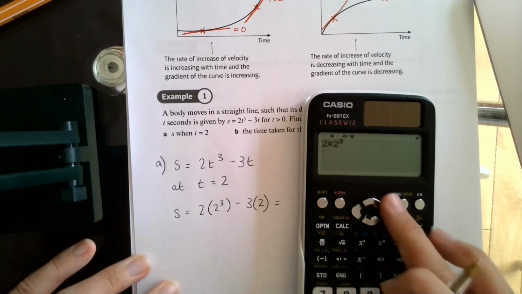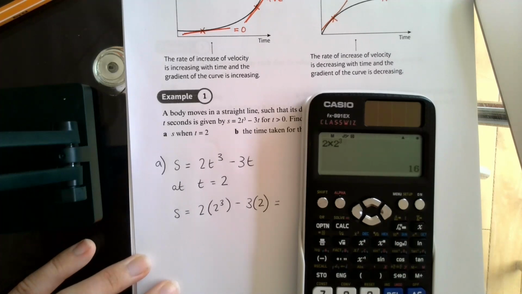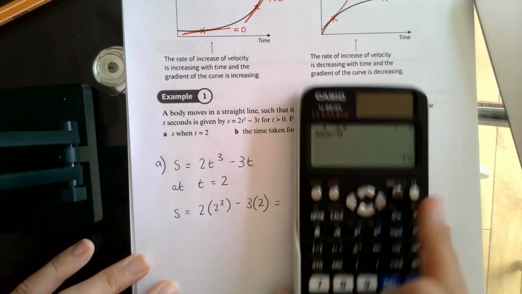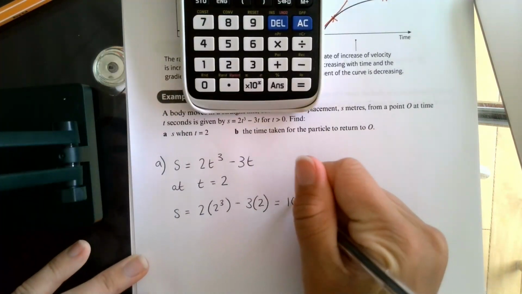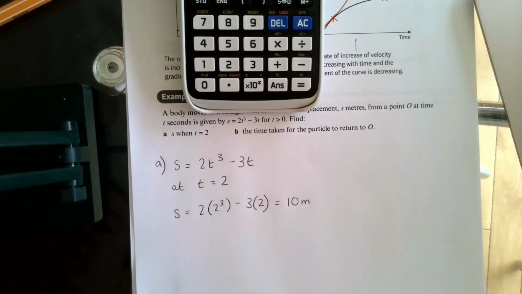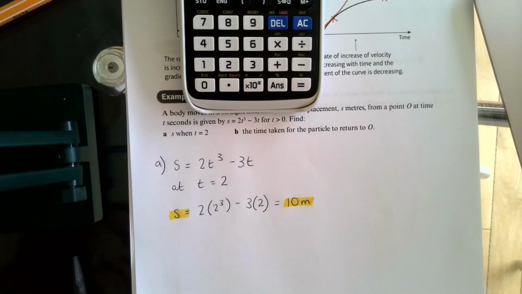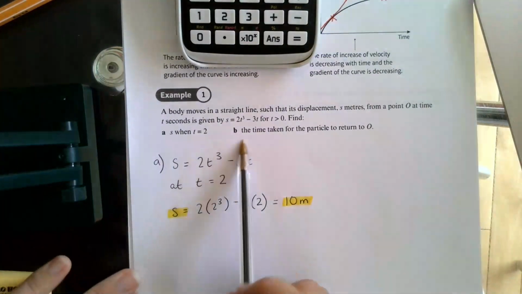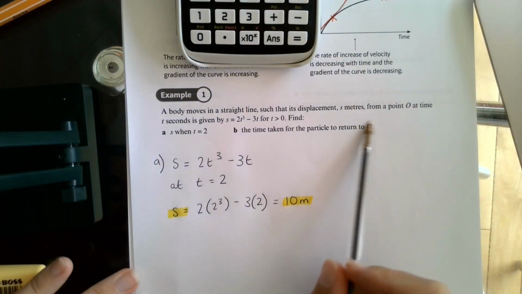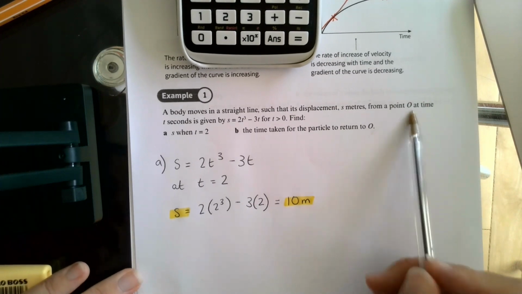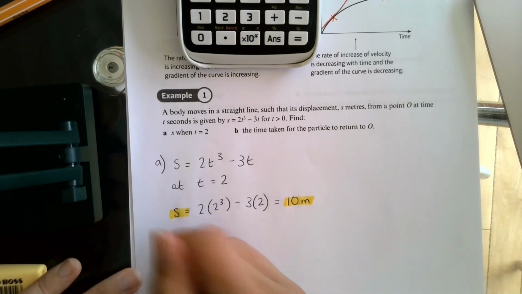2 times 2 cubed minus 3 times 2. So at t equals 2, my displacement is equal to 10 meters. Now it says find the time taken for the particle to return to O. So that's the start position.